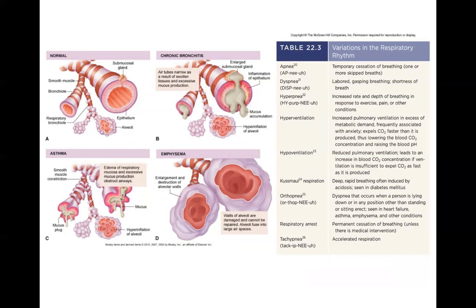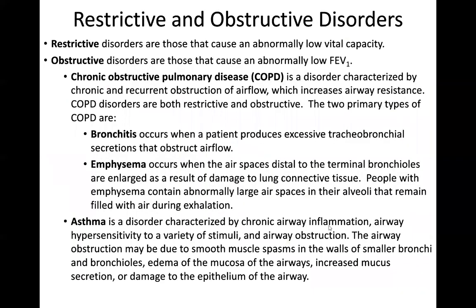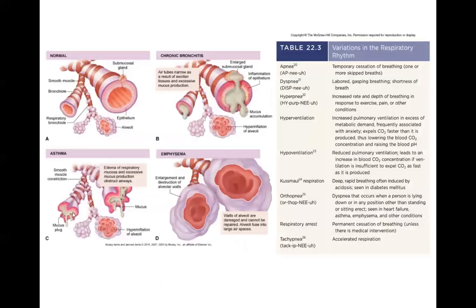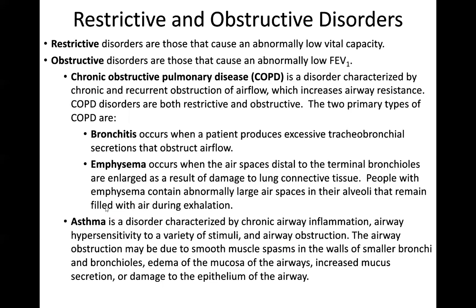Asthma, as you can see on the bottom left there, is characterized by chronic airway inflammation, airway hypersensitivity to a variety of stimuli. So in other words, their airways are like essentially allergic to different things, okay? And they have airway obstruction as a result, okay? And what can happen during people with asthma, especially during an attack, as they describe it, the smooth muscle will spasm in the walls of their smaller bronchi and bronchioles. So they pinch shut, which we can see here in our picture. They also will see edema of the mucosa airways. So there's swelling in the airways. The mucosa is the lining of those airways.